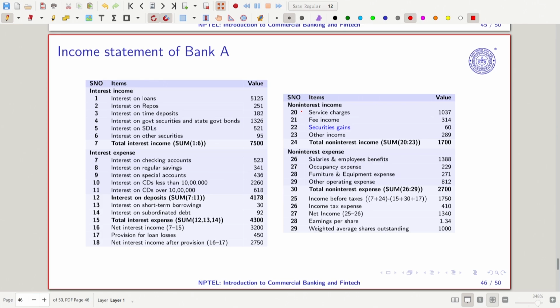Now let's think about the total interest income. What kind of interest income do banks have? Then we will be focusing on interest expense, right? And then we will be getting into non-interest. We calculated burden, right? So for burden we will be using it here. So here we have interest on loans, it is 5,125. Interest on repos, it is 251. Interest on time deposit, it is 182.